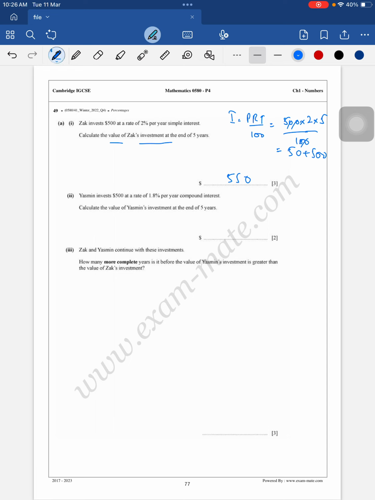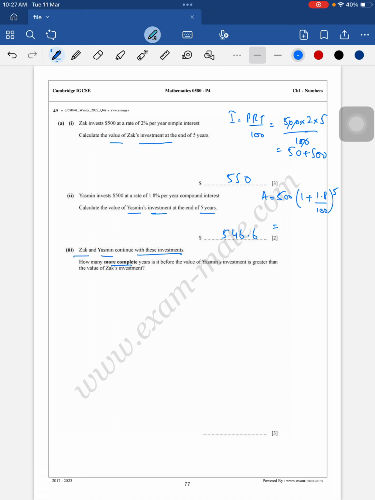Yasmin invests $500 at a rate of 1.8% per year compound interest. Calculate the value of Yasmin's investment at the end of 5 years. So A is equal to P, principal is 500, 1 plus rate is 1.8 upon 100, and the power is 5. So putting these values, 500 multiplied by 1 plus 1.8 upon 100 power 5. So 546.6. Clear? Okay.